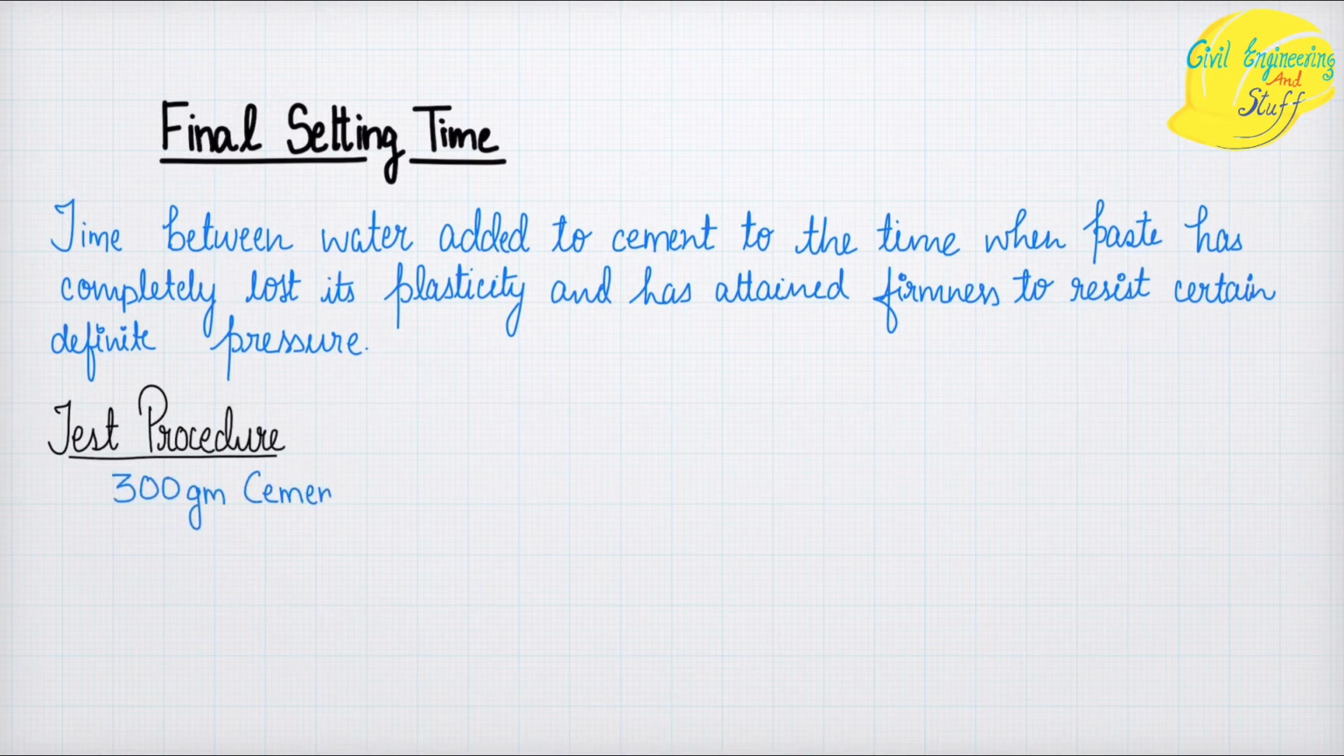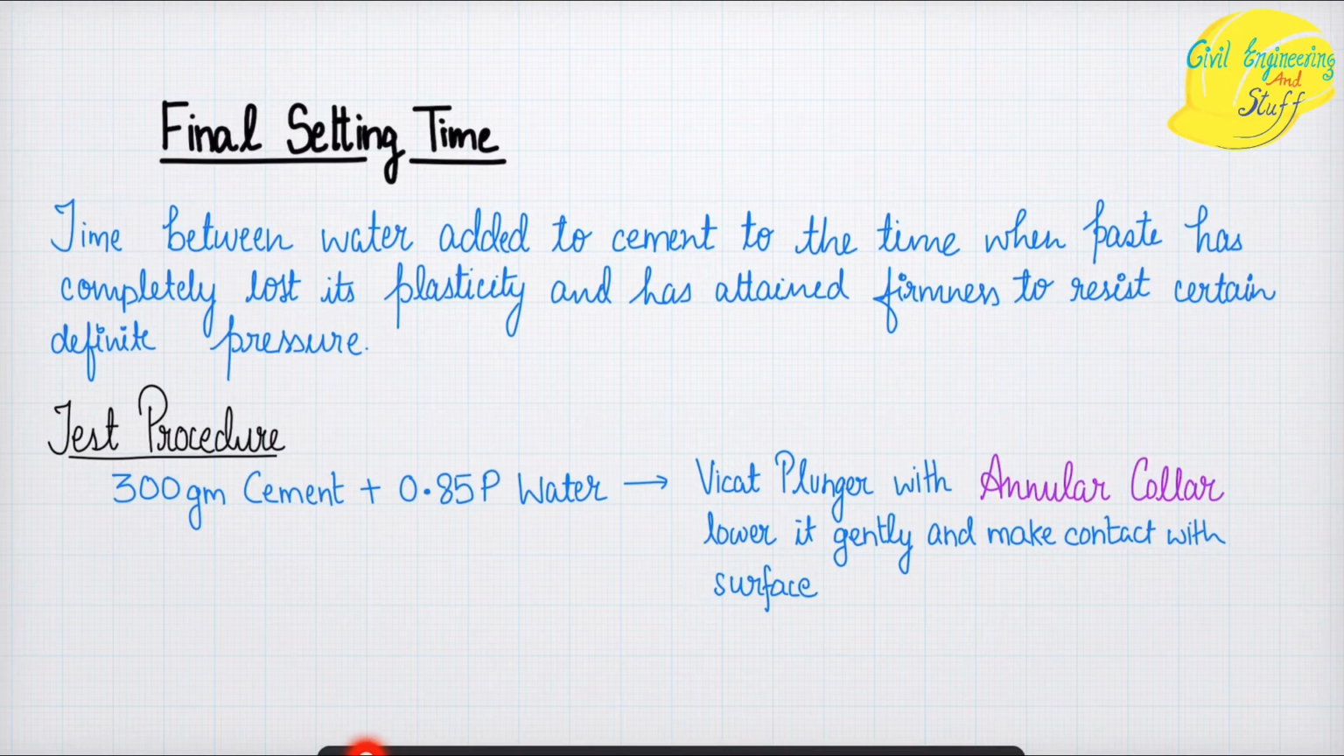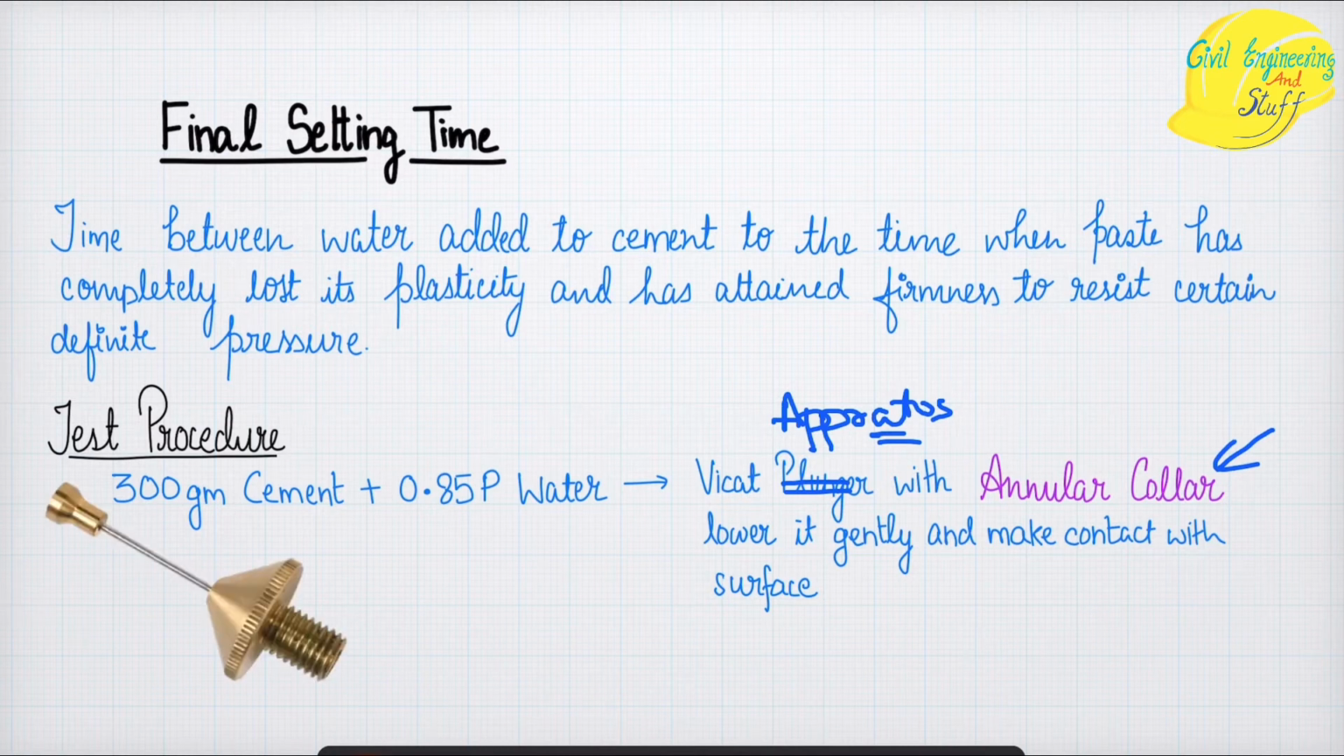Now the test procedure: we again take the 300 gram sample, with 0.85 P water. Now we take the plunger, lower it gently and make contact with the surface. Again, this is the Vicat apparatus, the Vicat apparatus with annular collar. Now instead of that needle, we use the annular collar and lower it gently to the surface. The annular collar is this one.